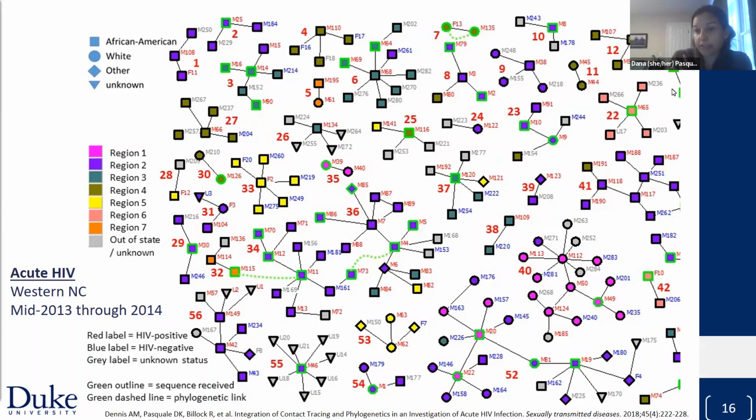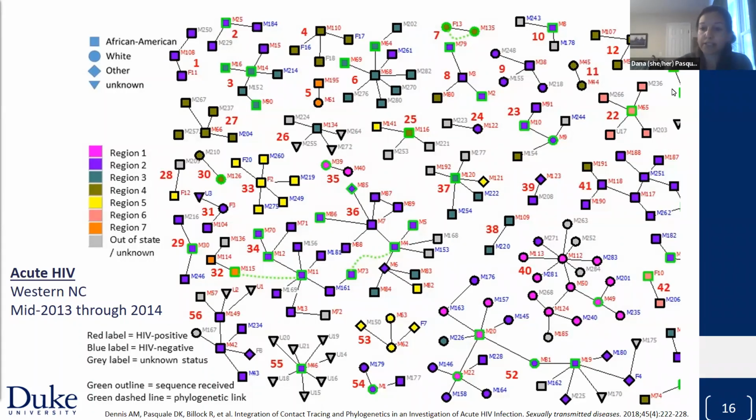So Anne and I collaborated to compare the contact tracing or epidemiological links between cases and their contacts with their HIV transmission clusters. And since people with acute HIV infection were only recently infected, they're more likely to cluster in a phylogenetic analysis because their infections haven't diverged yet through lots of mutations accumulated over time.